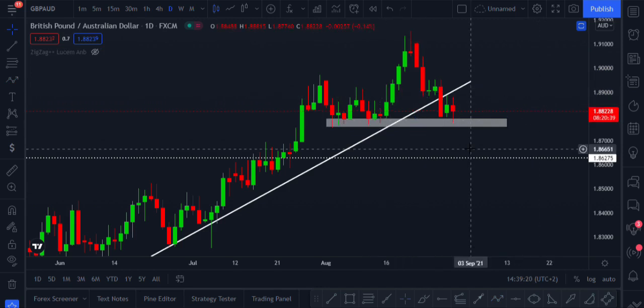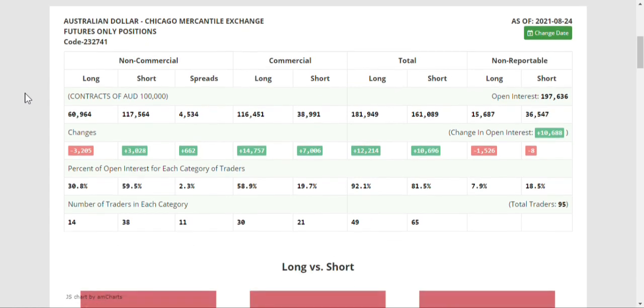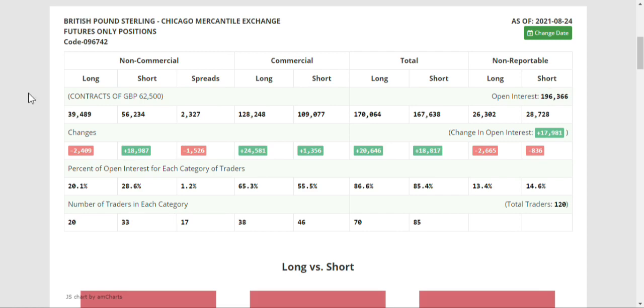So moving to the COT data to see what hedge funds and big speculators are doing in the money market. So the commitment of traders for AUD: hedge funds and big speculators are closing 3,000 long positions and adding 3,000 short positions, and that means they are interested in selling AUD more than buying it. Moving to the COT for GBP, the non-commercials are closing 2,400 long positions and adding 18,000 short positions, and this is a huge volume. So right now we have a weak AUD and also a weak GBP.